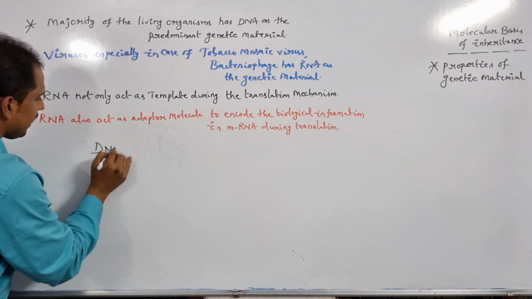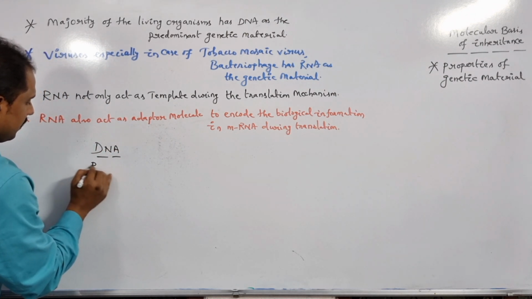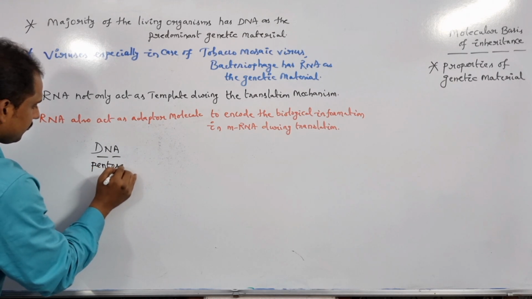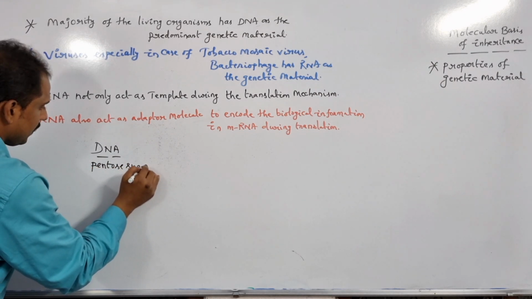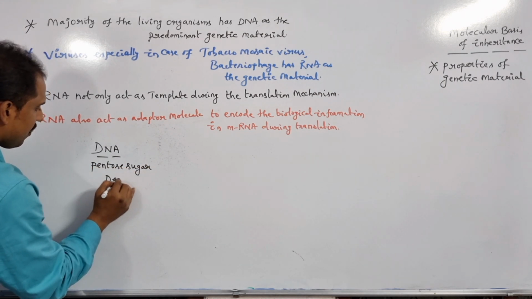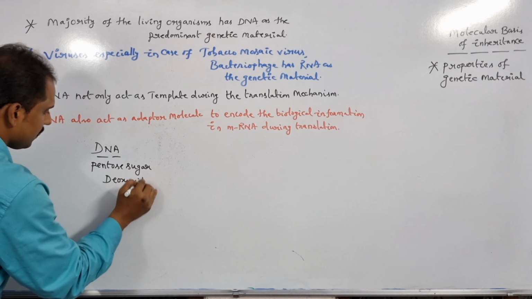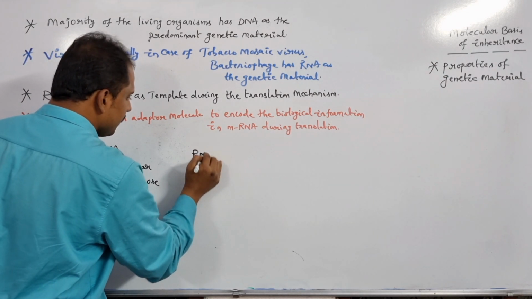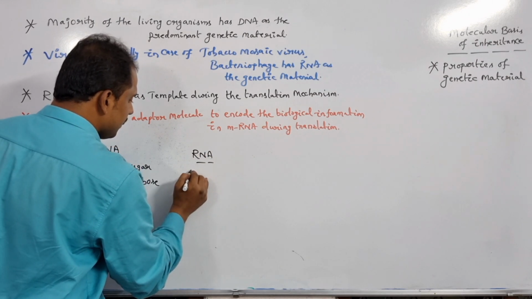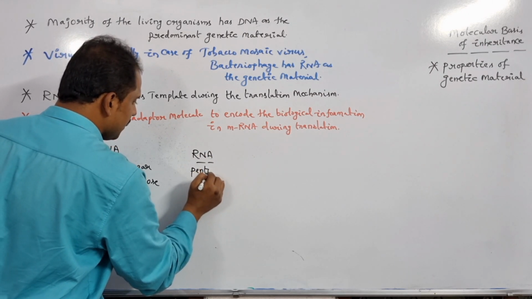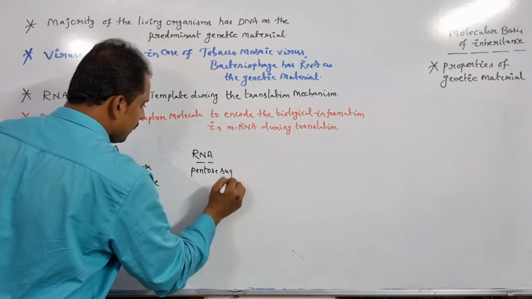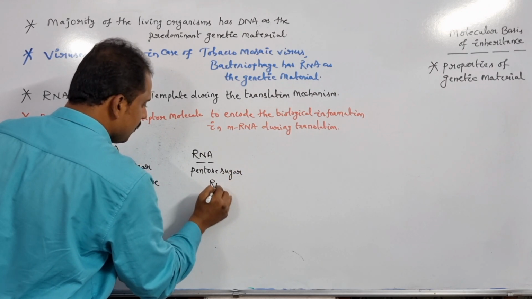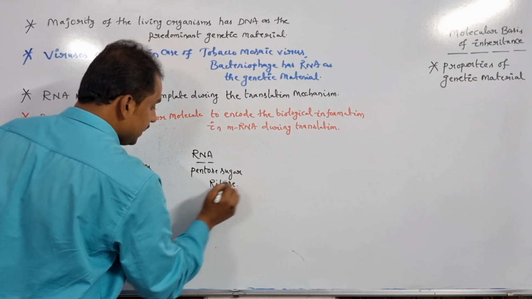In DNA, the pentose sugar is deoxyribose. But in RNA, the pentose sugar is ribose. Is it clear?